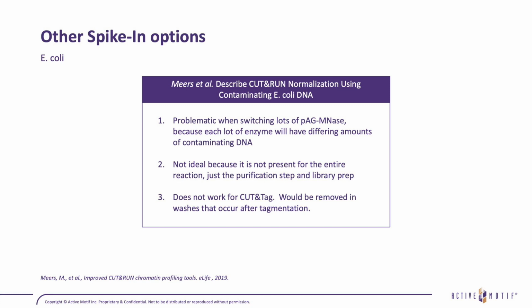First, it can be problematic because each preparation of PAG-MNase is going to contain different amounts of contaminating E. coli sequence. And so it's probably not going to allow you to have consistency across experiments that occur over large periods of time. The other thing is that, especially if you're using commercial PAG-Tn5, you may not be getting the E. coli contamination in those preps. So you may be relying on that for normalization, and it's simply not present.